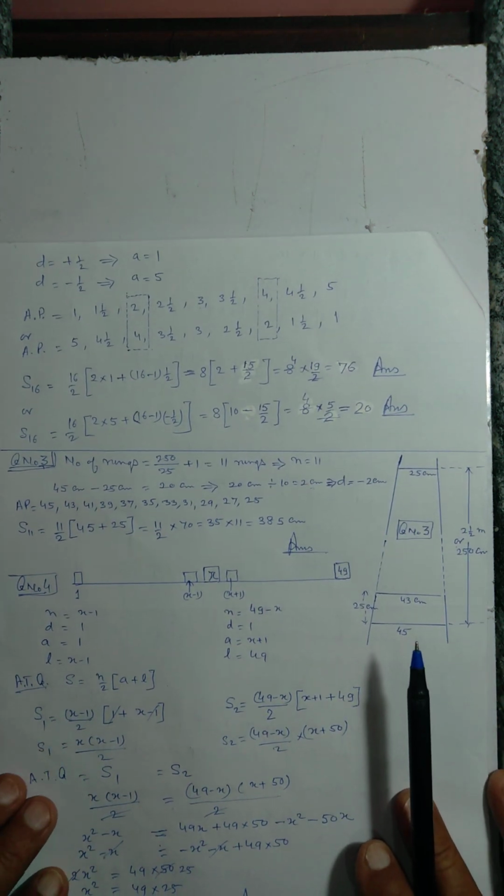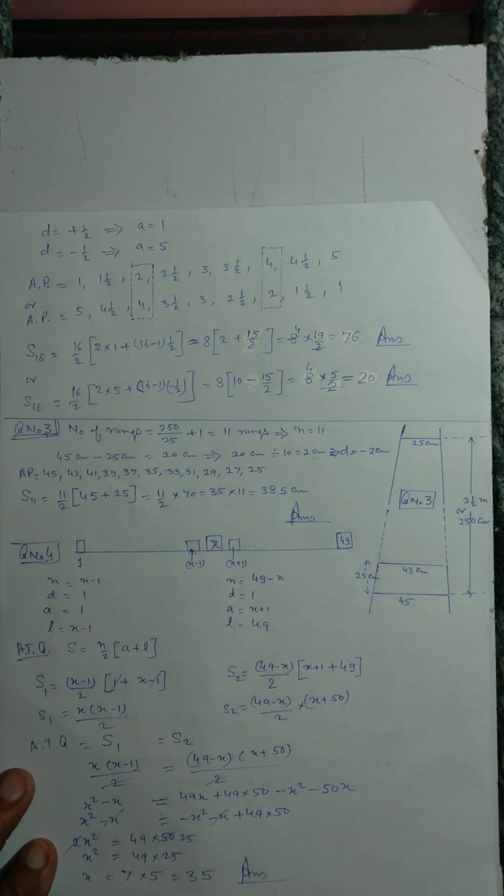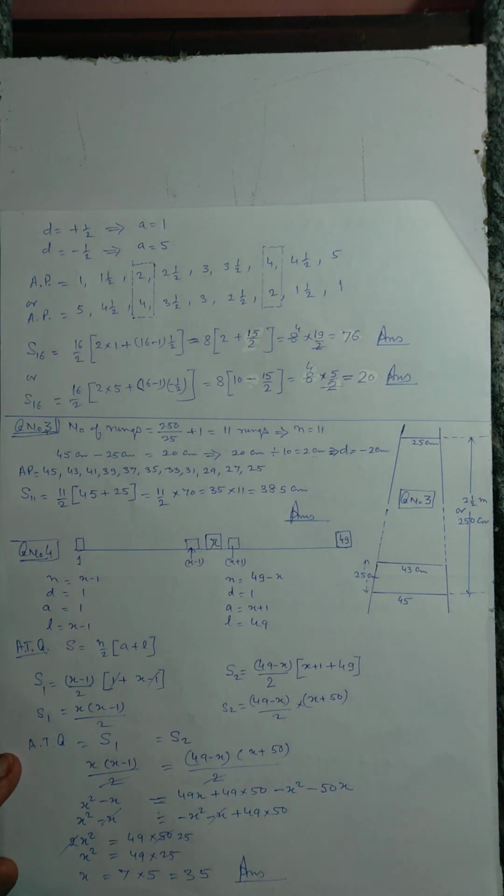Now proceed to question number 3. You see, a ladder has rungs 25 centimeter apart. The rungs decrease uniformly in length from 45 centimeter at the bottom to 25 centimeter at the top. If the top and the bottom rungs are 2 and 1 by 2 meter apart, what is the length of the wood required for the rungs?